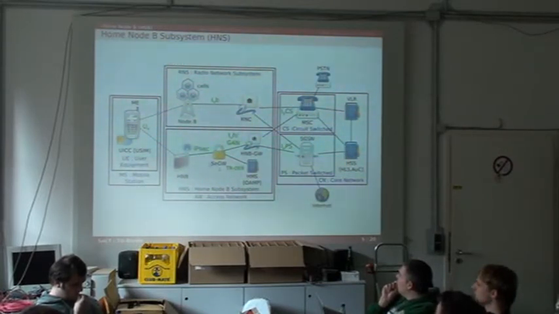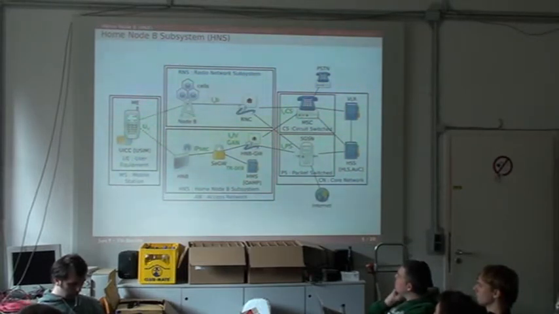Because the operator can't control the node B on site and will not configure it, it has some complete remote control. So the HMS, which is also the operation, administration, maintenance, and provisioning server, controls everything about the home node B. It will tell what the PT gateway is, where the home node B gateway is, what the configuration is, and so on. Complete remote control.